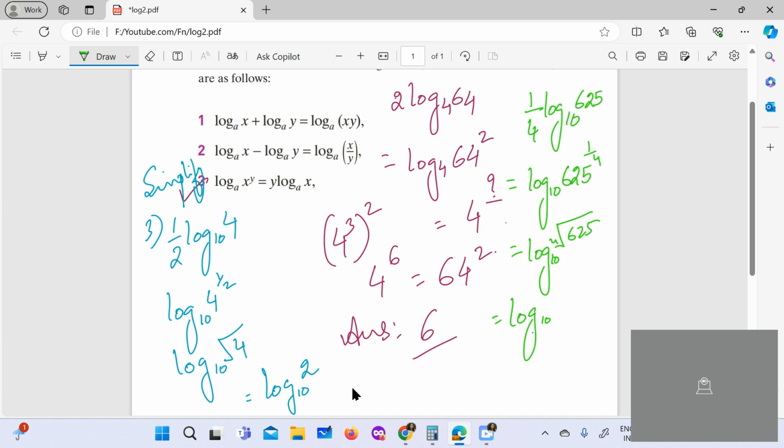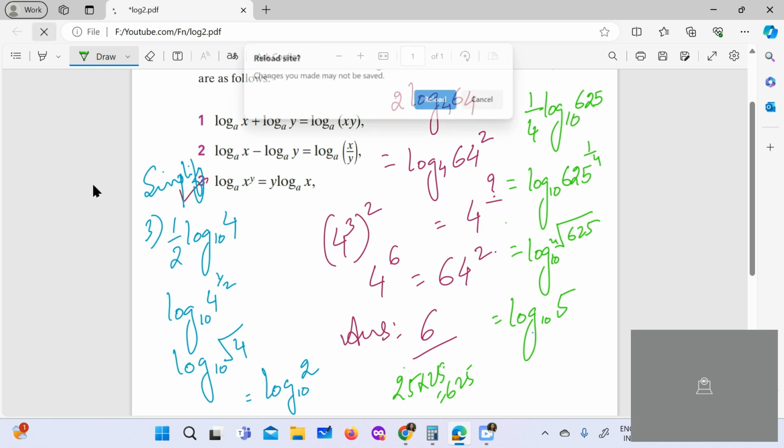It's okay. 25 times 25 is 625, right? So it is 5 squared, 5 squared. So the fourth root is 5 here. Got it? Okay. So simple. We have simplified this also. Easy?